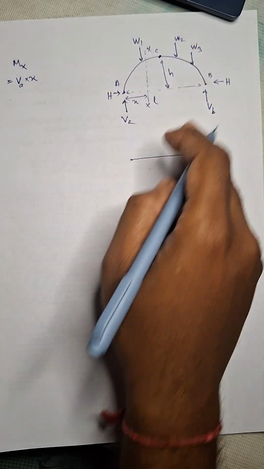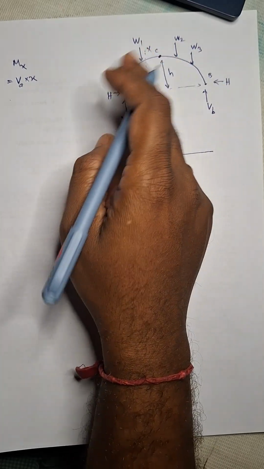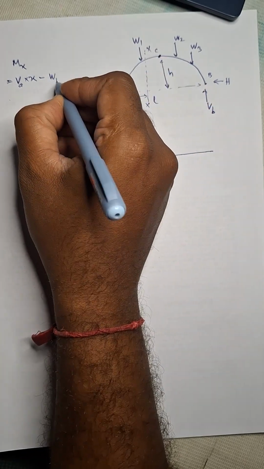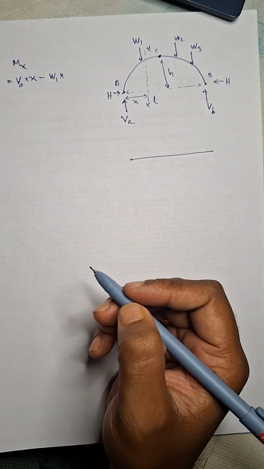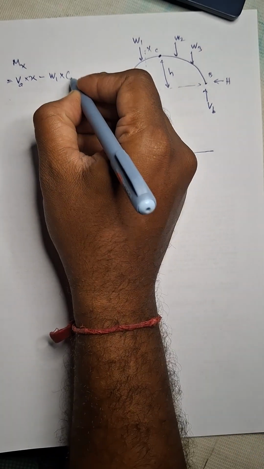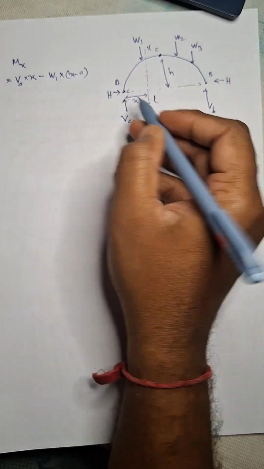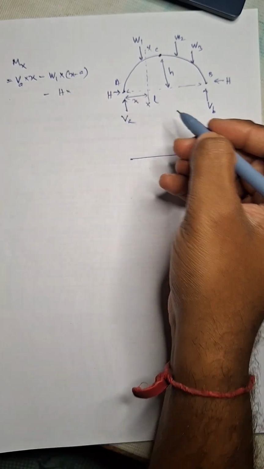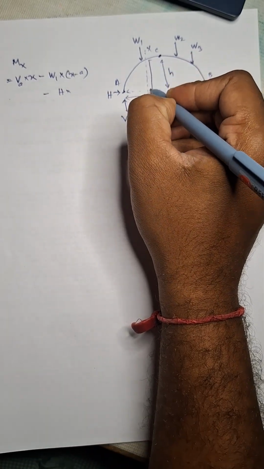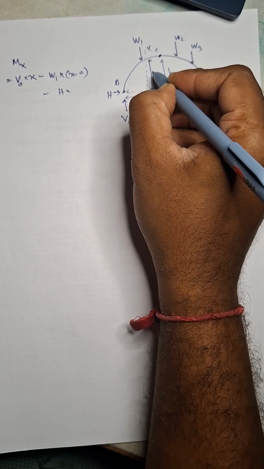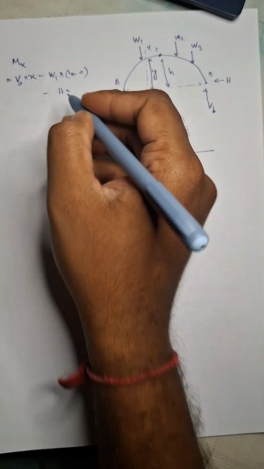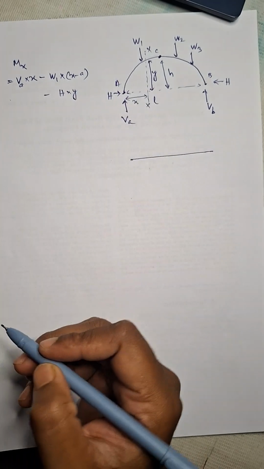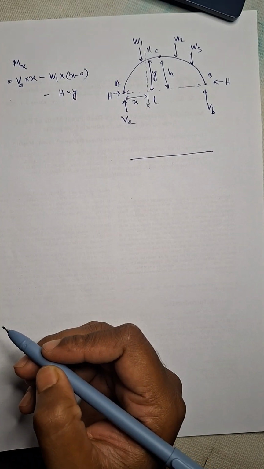VA into x, this is a clockwise moment. Other forces are causing anti-clockwise moment. So minus W1 into distance x minus a. So this is x minus a. Again due to this horizontal force, minus H into which distance? This distance, at x, what is this distance? Let's consider this is y. So H into y, the moment at cross section x.